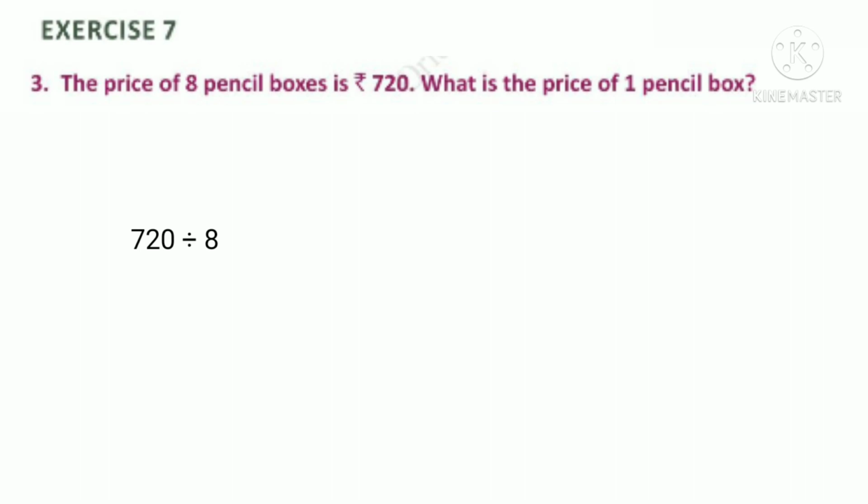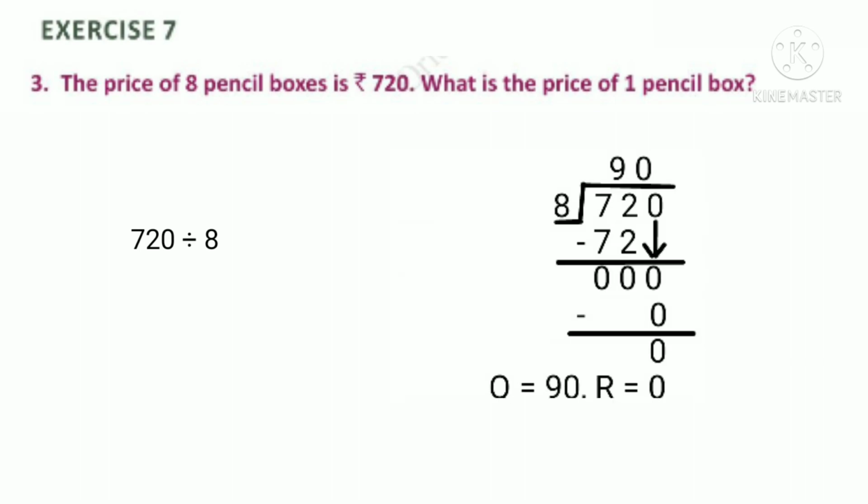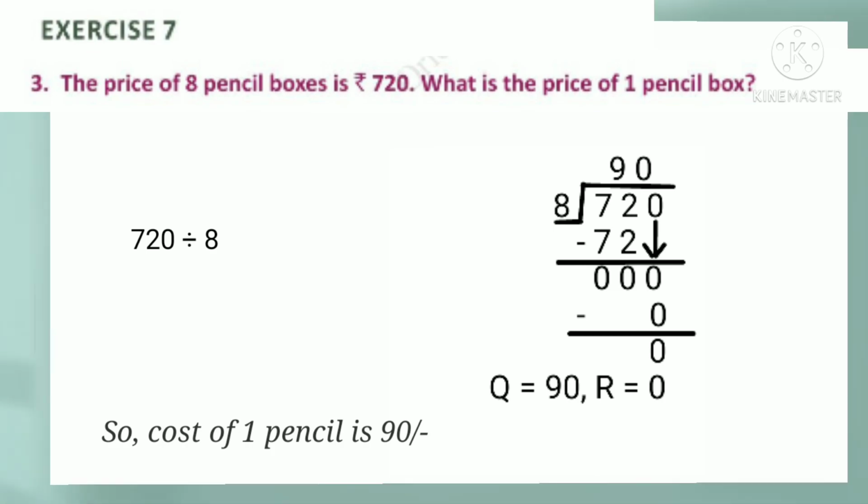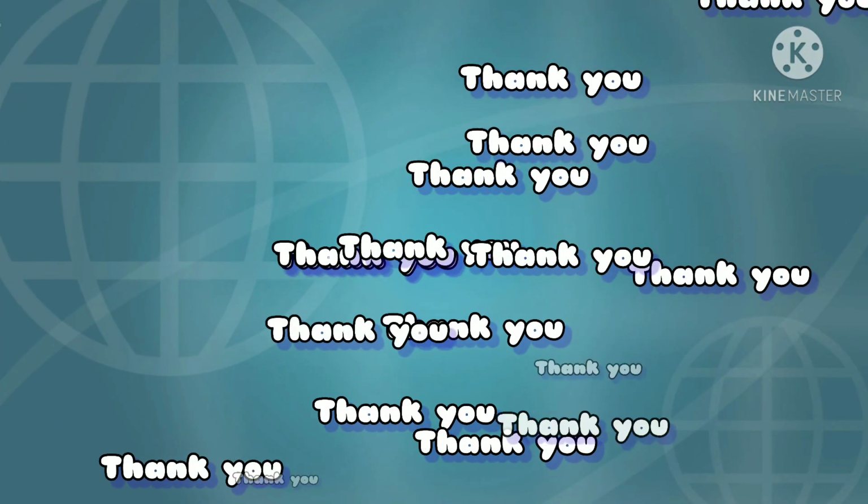The story sum: the price of 8 pencil boxes is 720. What is the price of 1 pencil box? So 720 divided by 8. 8 nines are 72. 0 is the next number, and 8 zeros are 0. Cost of 1 pencil box is 90. Similarly, you can solve the remaining questions.